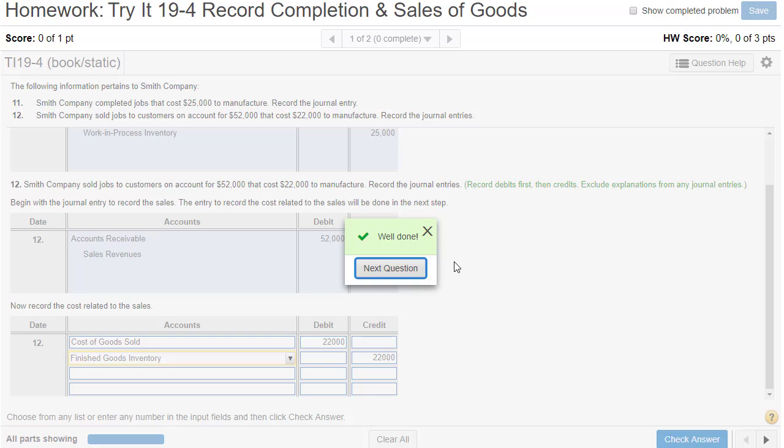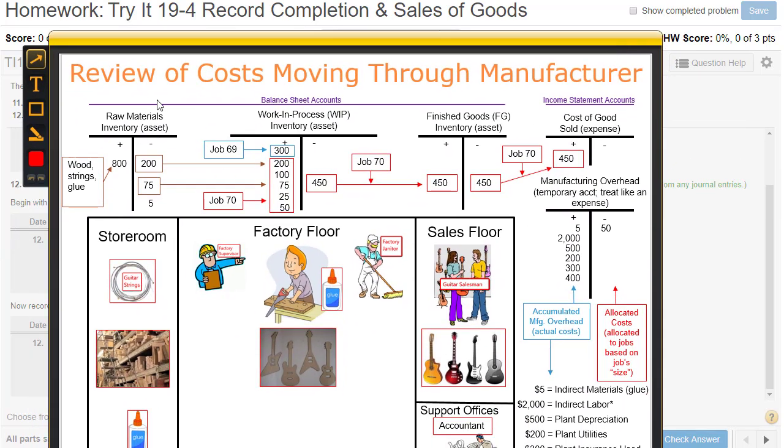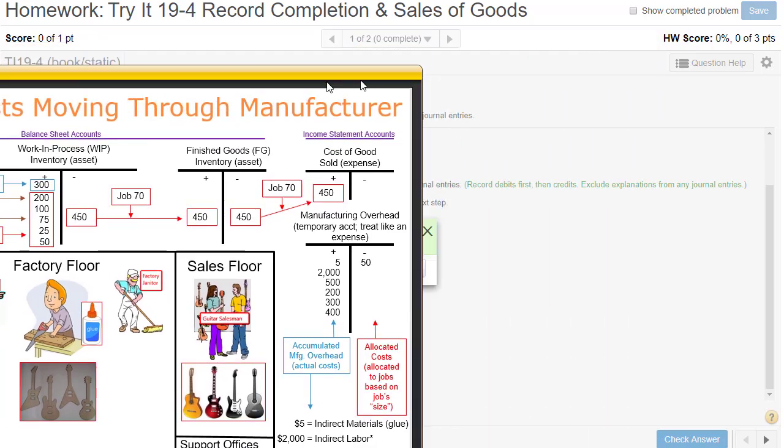And that's it. Pretty simple. Pretty simple if you understand the workflow diagram where raw materials come in. They move into work in process where the products are being built. Additional costs are added, such as direct materials, direct labor, and manufacturing overhead. They move to finished goods when they are finished. And when they are sold, they leave finished goods and go to cost of goods sold.